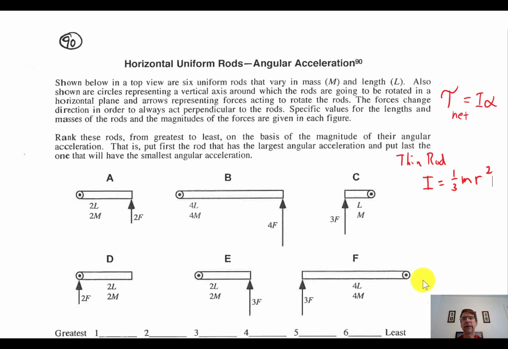I'm going to plug that into my tau net. I'm going to take my tau net equation and solve it for alpha first. So I'm going to bring this equation down. So I have alpha equals the net torque divided by I. It's going to be important in this problem.